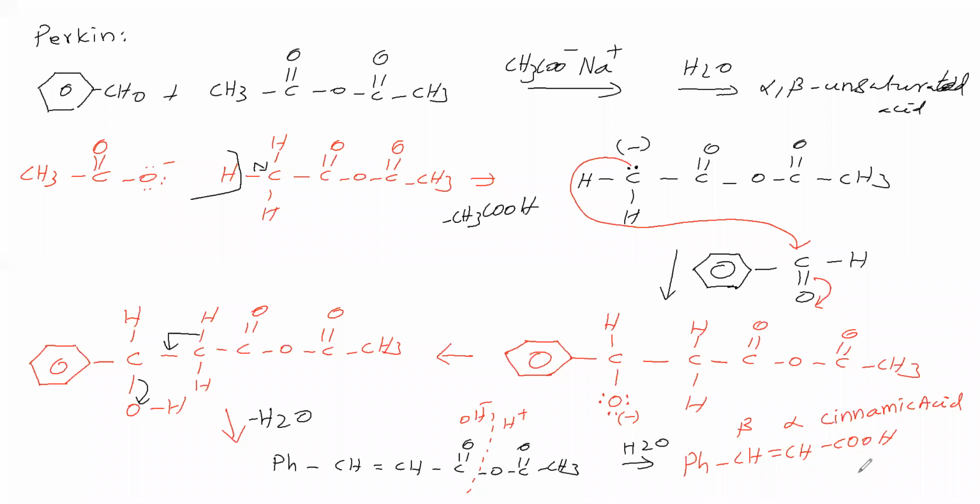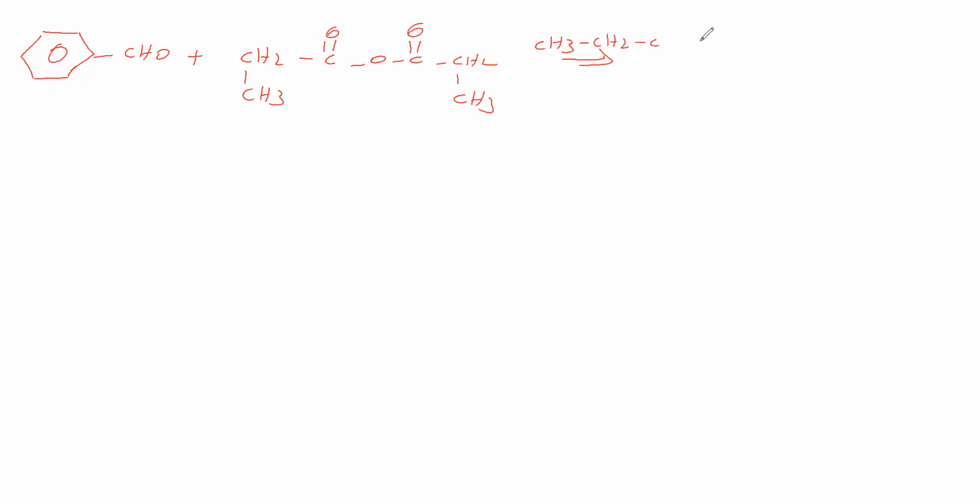Okay. Now the next reaction in the Perkin reaction we'll see, in continuation. Now we'll take benzaldehyde. Then we'll take an anhydride of an aliphatic acid containing 2 alpha hydrogens. This anhydride we have to treat with its corresponding acid sodium salt. Its corresponding acid sodium salt is this one.